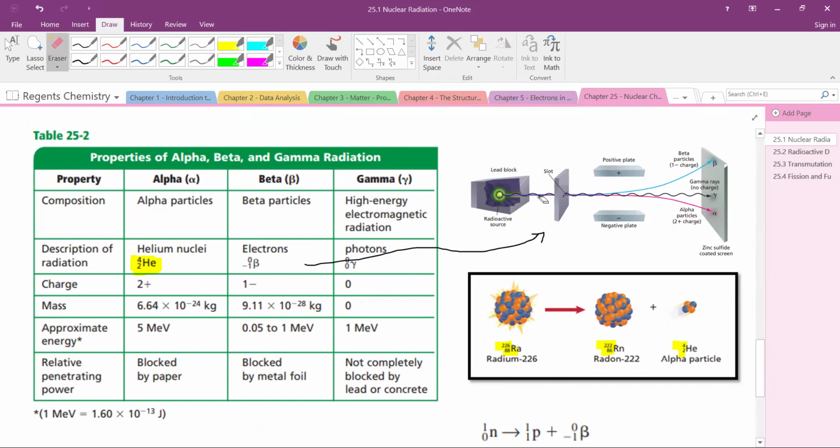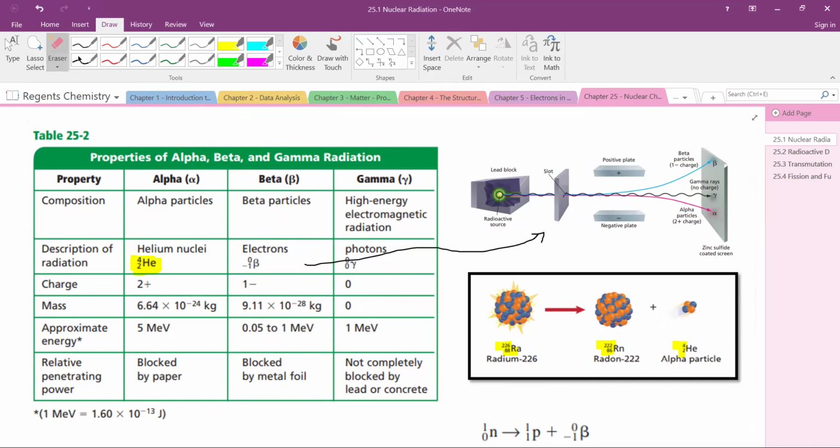Sorry, not gamma, these beta particles. The beta particles are deflected up, towards the positive side of our plate. So we know that they have a negative charge. Whereas, of course, our alpha particles were deflected down towards the negative plate.